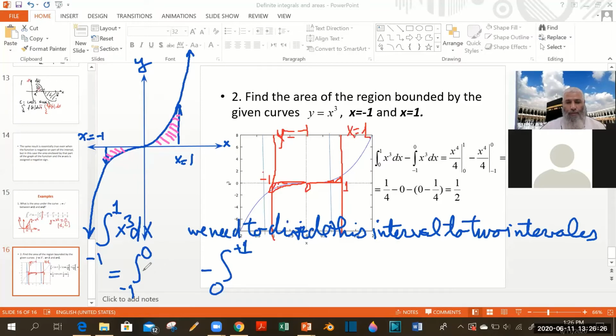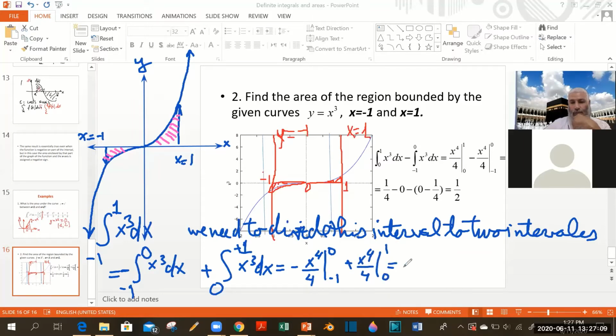From -1 to 0, this is negative because this is less than 0, and here this is positive because this is above the x-axis. This is greater than 0. The integration of x cubed dx, and the integration of x cubed dx. So this is negative from -1 to 0. What is the integration of x cubed? It's x to the power 4 over 4 from -1 to 0, plus again x to the power 4 divided by 4 from 0 to 1, right?